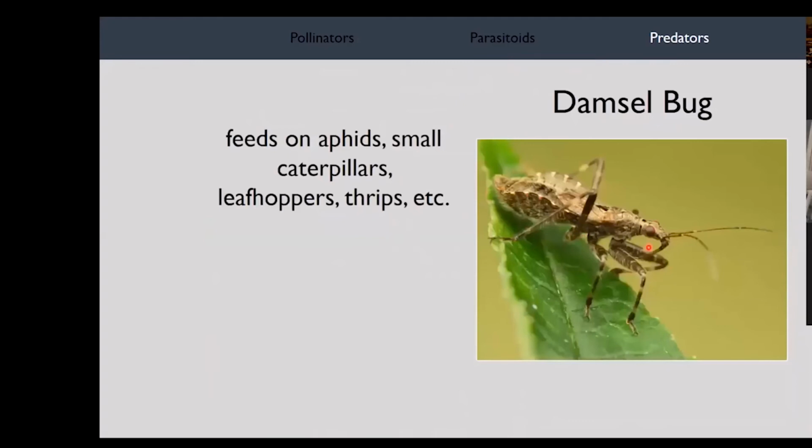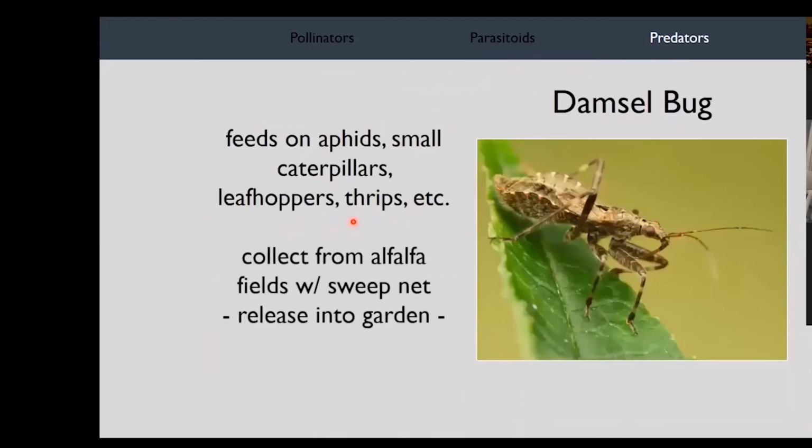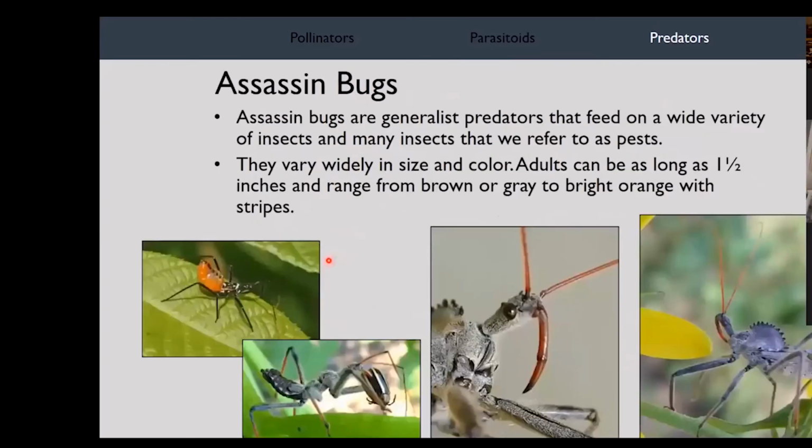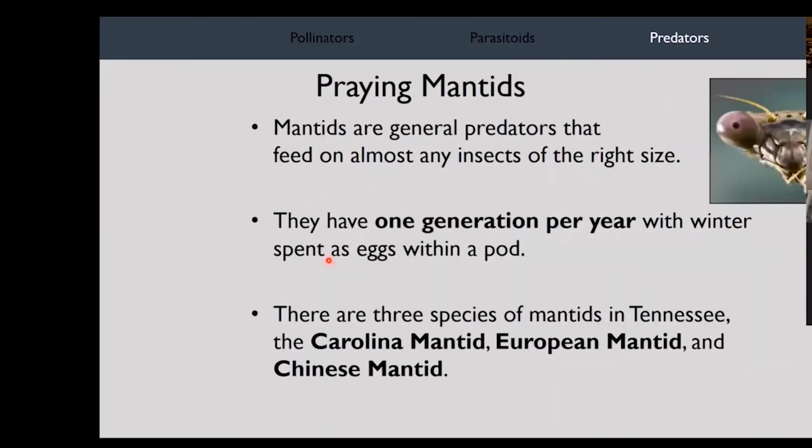Damsel bug. We have that sucking mouth part here as well. And those guys will certainly suck up a lot of the bad aphids and thrips as well. Praying mantis, great example of a biological control insect. One of kids' favorites. You can buy an ootheca, and an ootheca is essentially the egg mass. You can actually rear these as a little science experiment with the kids at home as well. And you can actually order these.